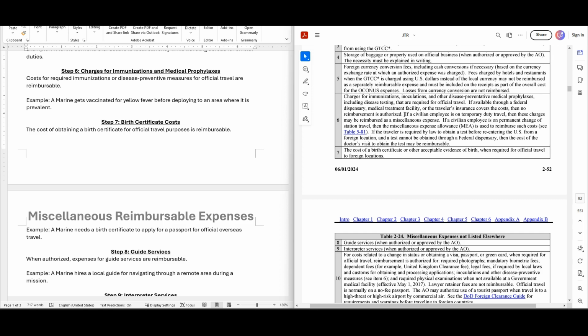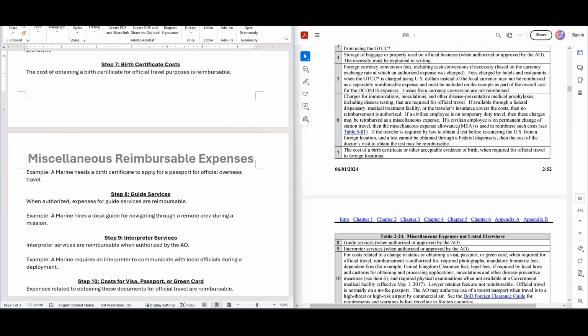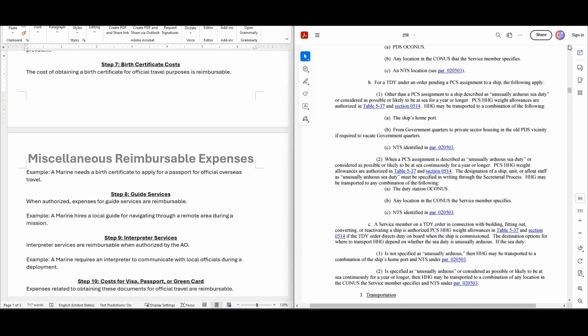But if it was one of the situations where maybe you were in a foreign country and you did not have one of those types of things and you had to get it done on the economy, that's when it would be reimbursable. And that's just kind of like an example of those types of things for that piece. And then a Marine gets vaccinated for yellow fever before deploying to an area where it's prevalent. And again, it was not authorized or available to be given at the local health clinic for that member without cost.